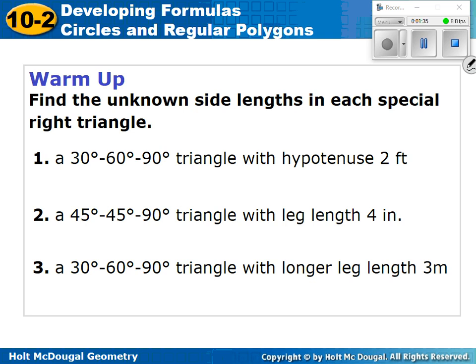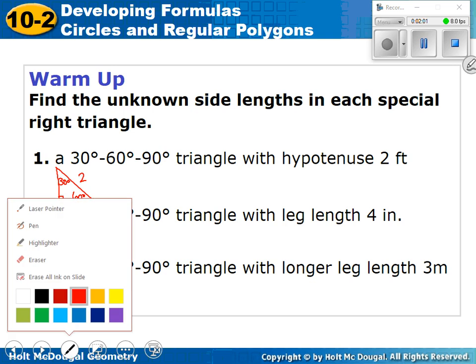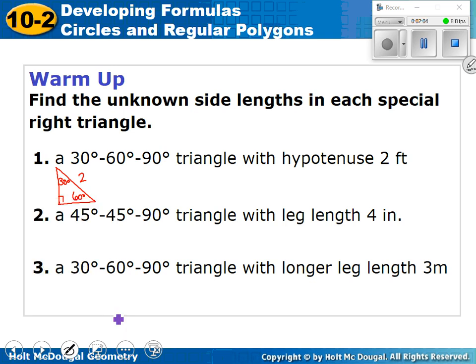All right, let's work these problems. A 30, 60, 90 triangle has a hypotenuse of 2 feet. Find the unknown side lengths. So first thing I would do on my paper is draw my little triangle. 30, 60, 90. The hypotenuse is 2. And we're trying to find the other two sides, right? So what's the first thing we do to try to figure this out? Be careful. L square roots of 2 is in the 45.